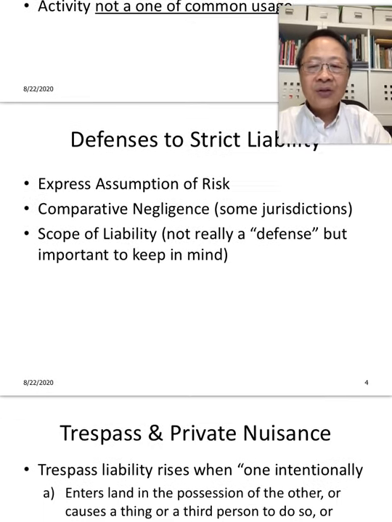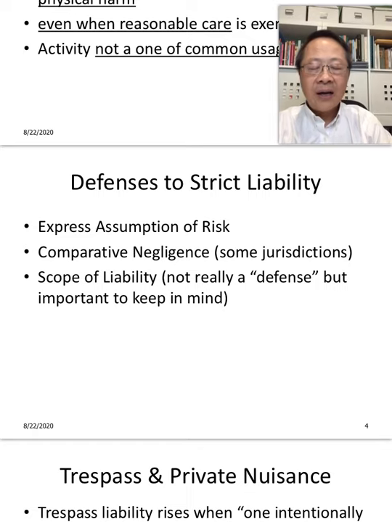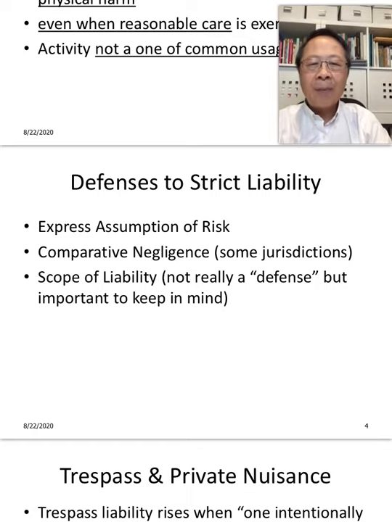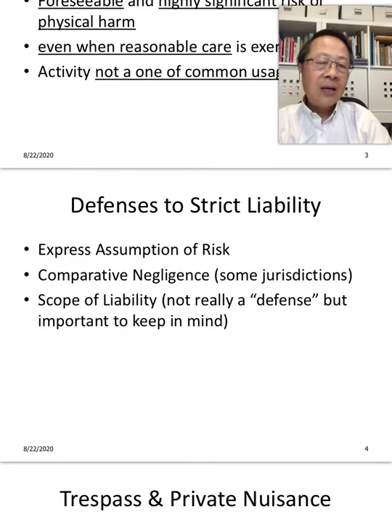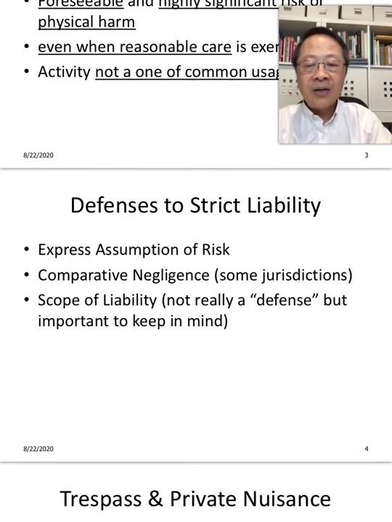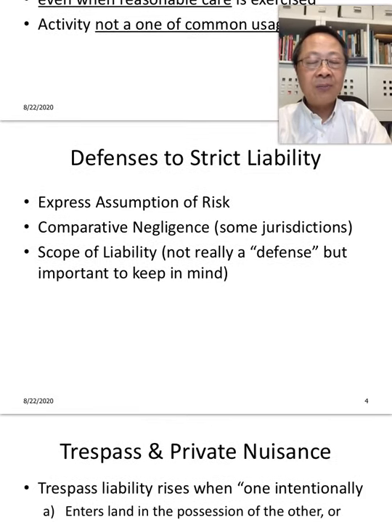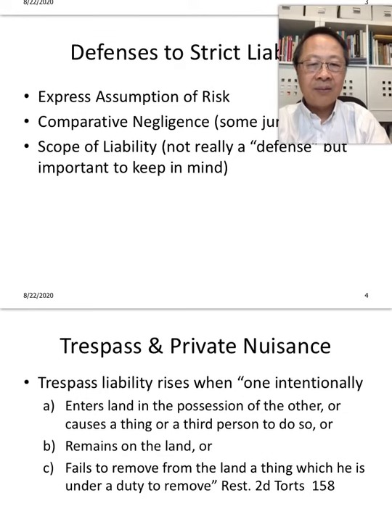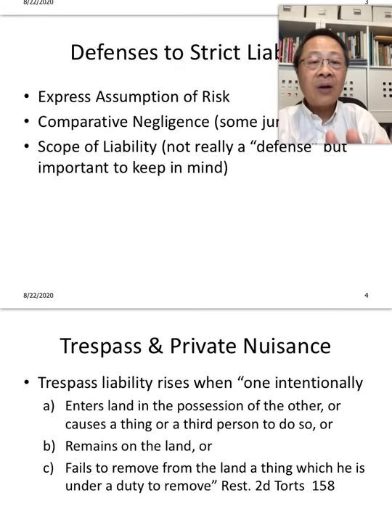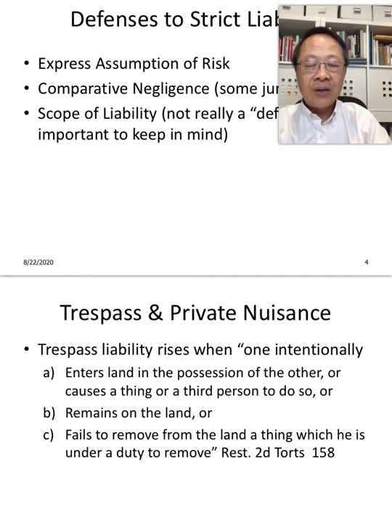I won't go much through the defenses here. For our purposes, as a general principle, it's not particularly significant, but there are defenses to strict liability for abnormally dangerous activities, including assumption of the risk and comparative negligence, for example, and also this broader issue of scope of liability and foreseeability, right? How foreseeable was that particular harm for the plaintiff? It varies across the jurisdictions, but I won't get into any more detail.